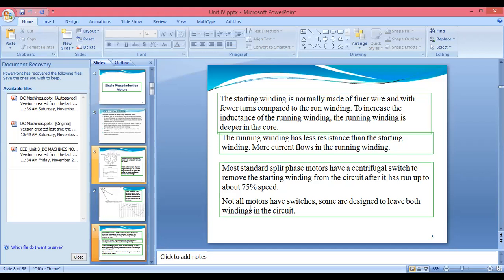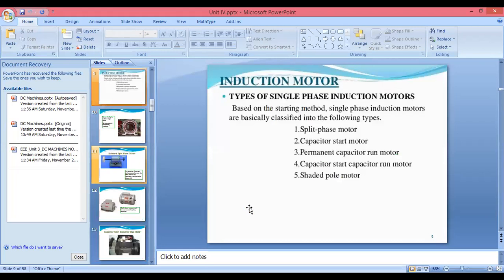So if there is a switch in the single phase induction motor, at that time it will remove the starting winding from the circuit and it will increase the speed to 75% speed. So now we can see there are different types of single phase induction motor. Based on the starting method, single phase induction motors are classified into different types.